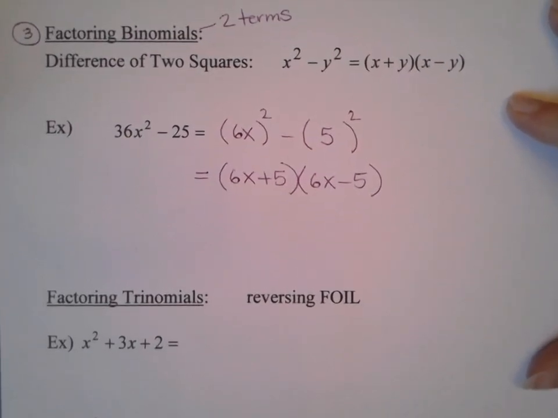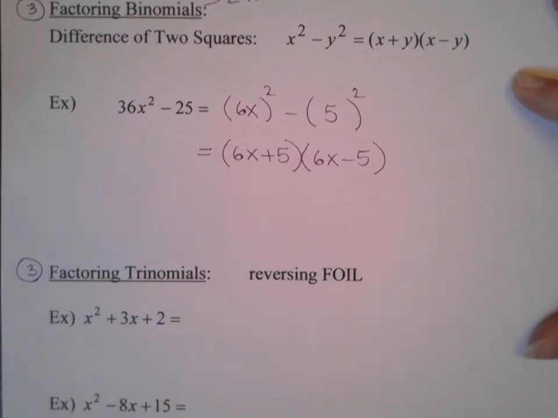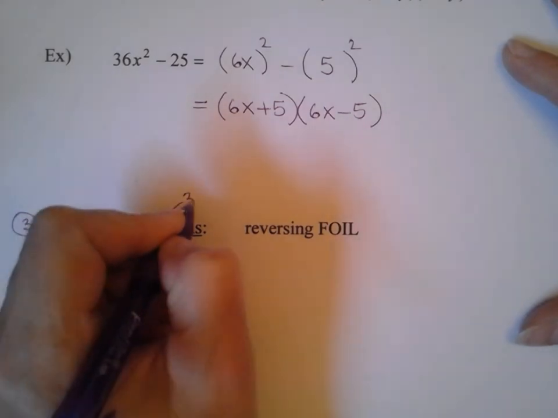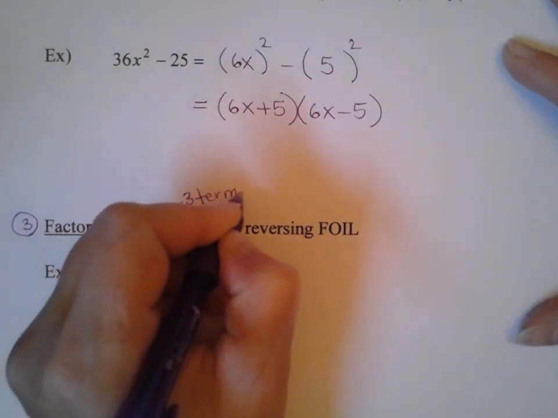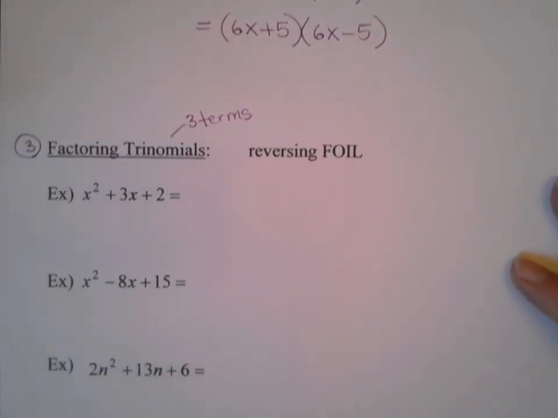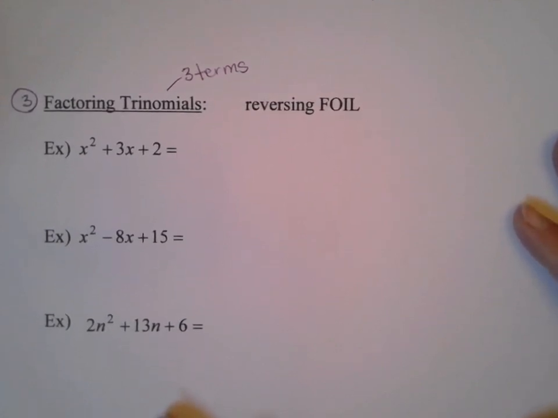The last category would be the trinomials. Trinomials would be polynomials that have 3 terms. There's several different strategies you can use to factor trinomials. Usually when we think of factoring, this is what we think of, right? So there's a trial and error method I want to show you, and then there's also an AC method, so I want to show you that in case you're interested.